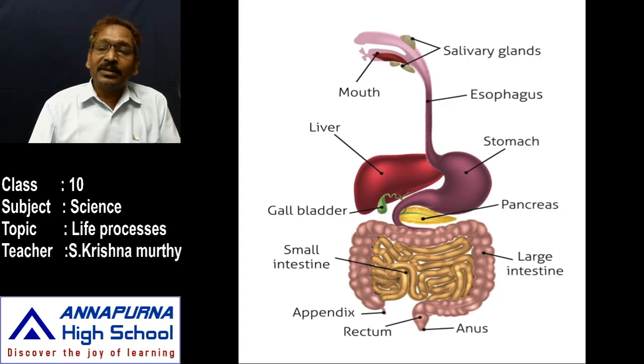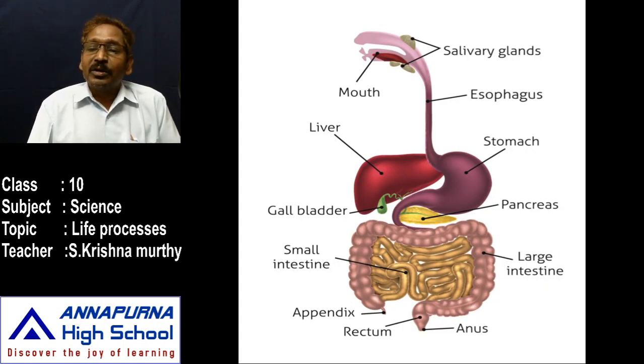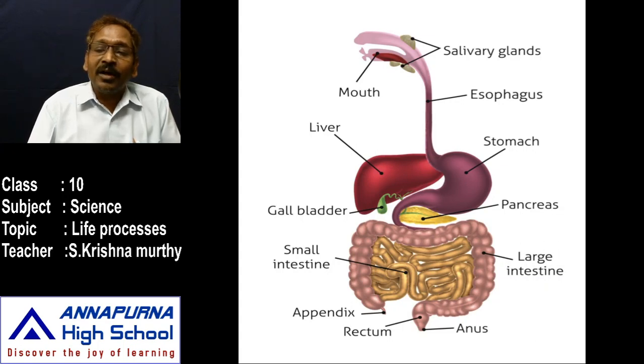Hydrochloric acid acts on proteins and activates the pepsin, and also helps in killing bacteria consumed along with food material. And mucus helps to protect the wall of the stomach from hydrochloric acid.